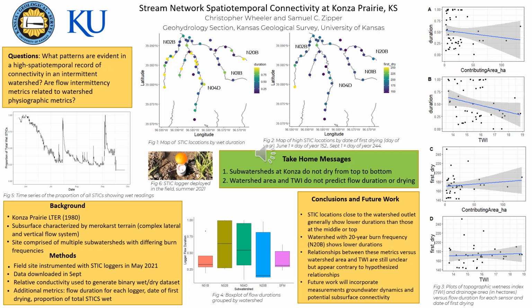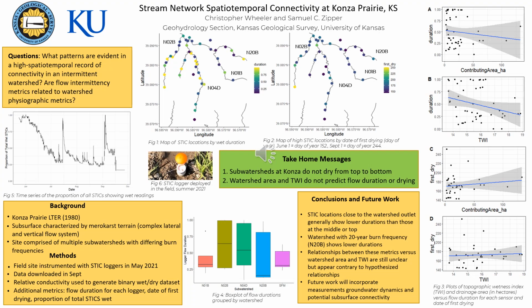Mapping of duration and drying date, shown in Figures 1 and 2, showed that the subwatersheds at Konza did not dry from top to bottom as might be expected. Instead, loggers in the middle of the watersheds generally tend to have larger durations and later dates of first drying.